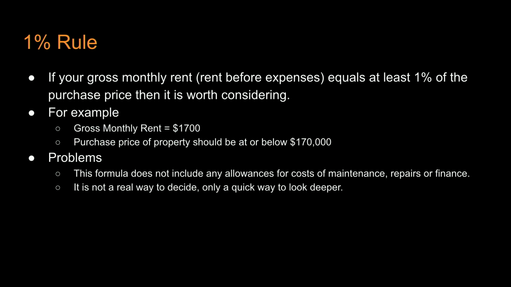Now, for the sake of quick analysis, which is just getting a quick idea as to whether or not this property is worth pursuing to the next steps of the Deal Spotter system, I like to use the 1% rule. If your gross monthly rent, which is your rent before expenses, equals at least 1% of the purchase price, then it's worth considering. For example, if your gross monthly rent is $1,700, your purchase price should be at or below $170,000.